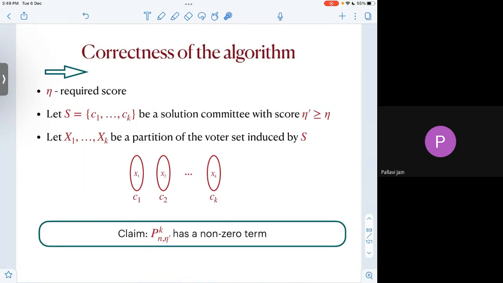Now I want to claim that Pn eta prime k has a non-zero term. If I prove this, what will you know? When I say n, it means that all the voters have a representative, the score is going to be eta prime, and you will get k disjoint subsets.